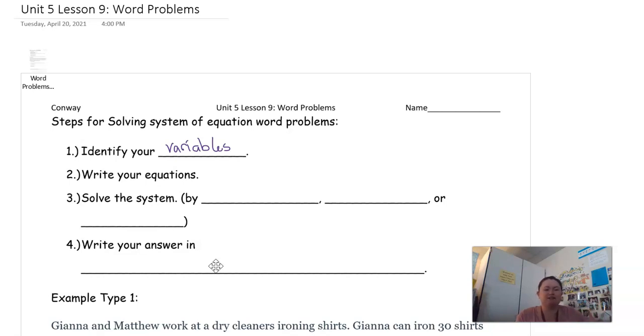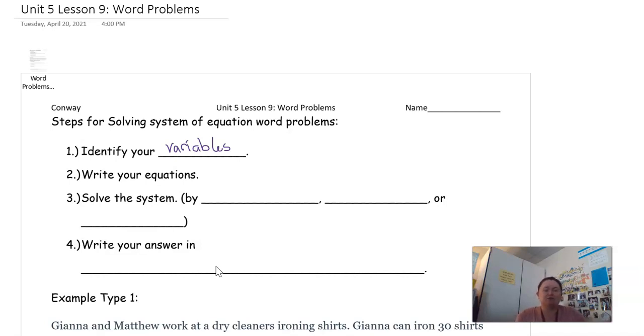So step one is to identify your variables. You're going to want to write in variables right here, and it is variables with an S. So make sure you're finding more than one variable, probably two. Step two, write your equations. Again, it's a system of equations, so two equations. Now, then you need to solve your system.